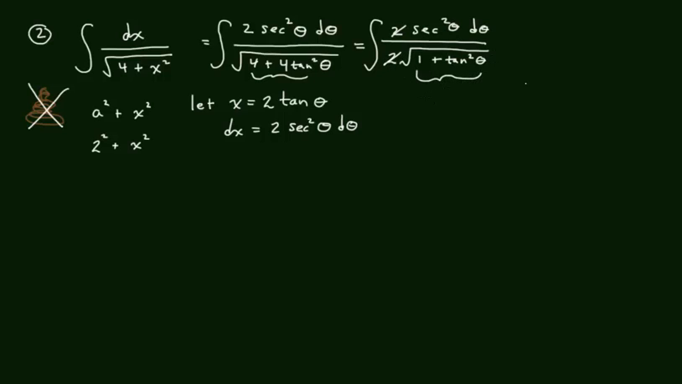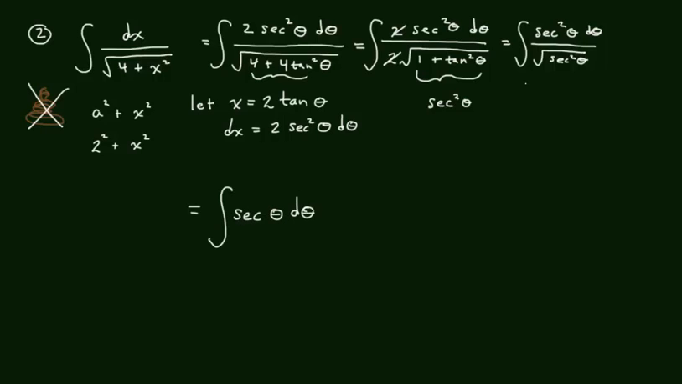This is kind of the trick that happens with all of them. This turns out to be something nice. It turns out to be secant squared theta inside the radical. So I have secant squared theta d theta on the top, and the bottom I have the square root of secant squared theta. So I'll have secant squared over secant, which gives me a grand total of secant of theta d theta.